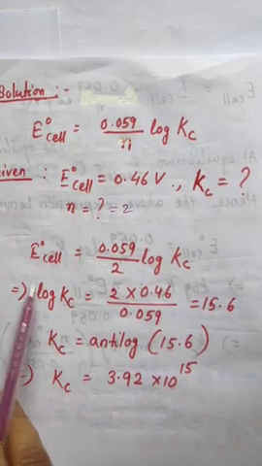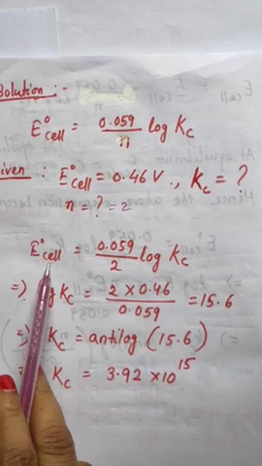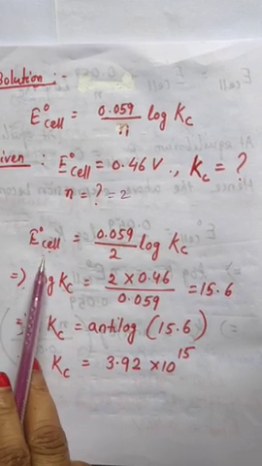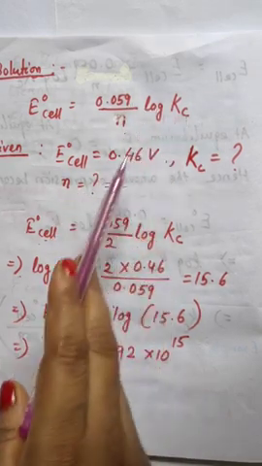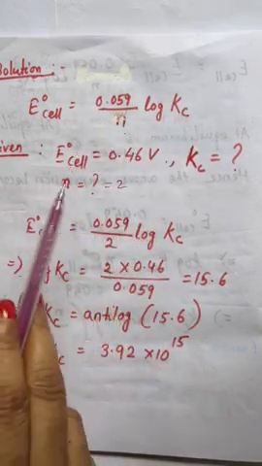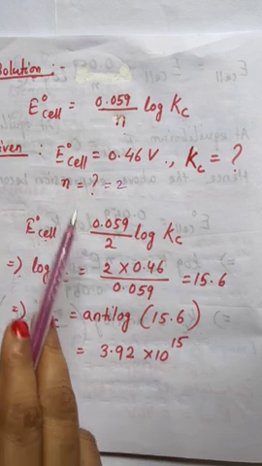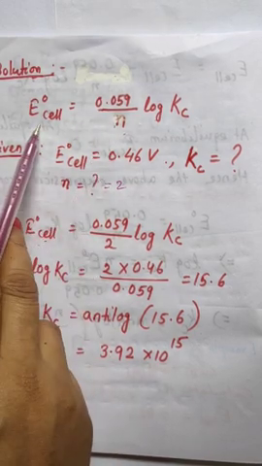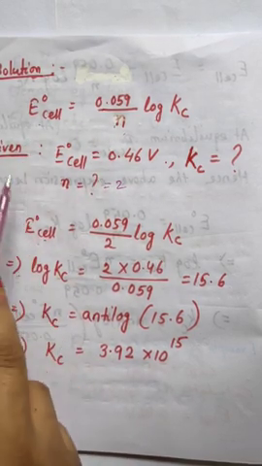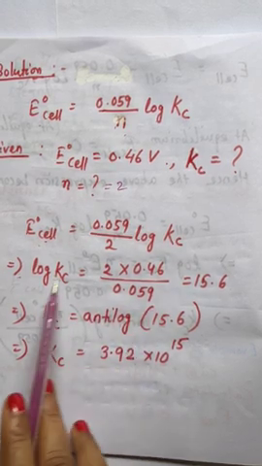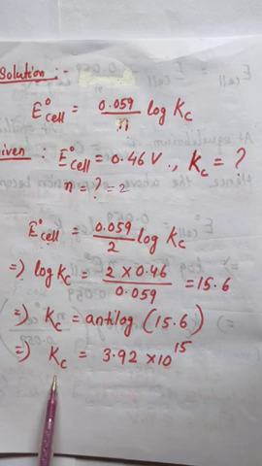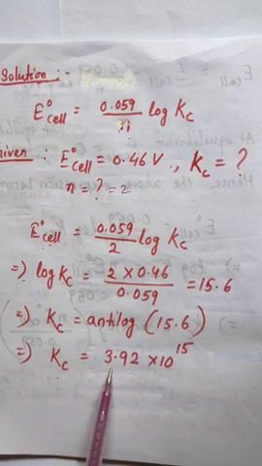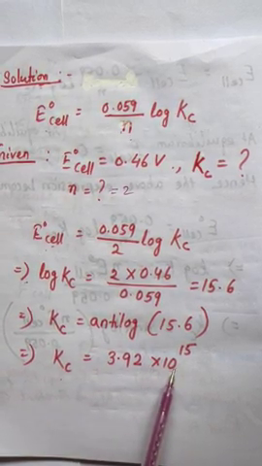While solving the question, we first write the formula: E naught cell is equal to 0.059 by N log Kc. Then in the next step we put in the values: N as 2 and E naught cell as 0.46, as given in the question. After putting in the values and solving, we find the equilibrium constant equal to 3.92 into 10 to the power 15.